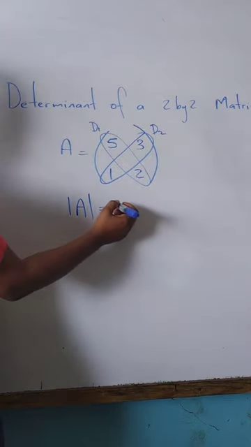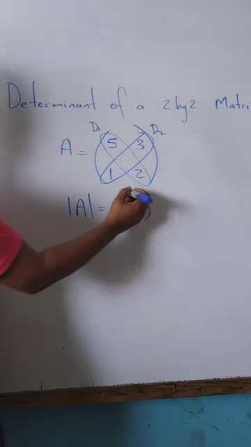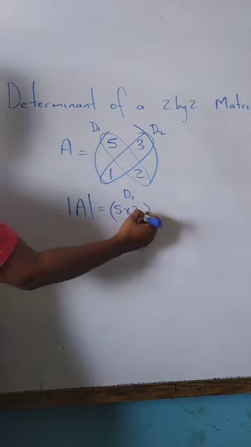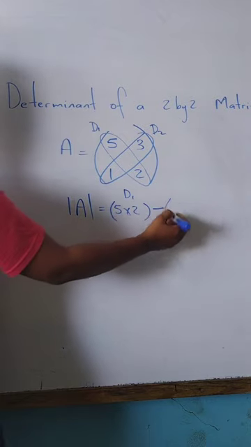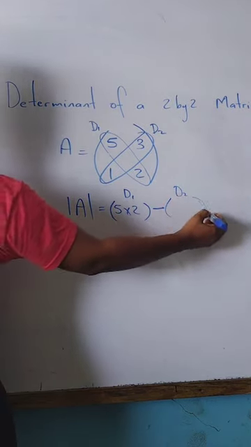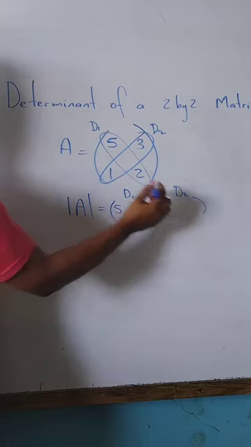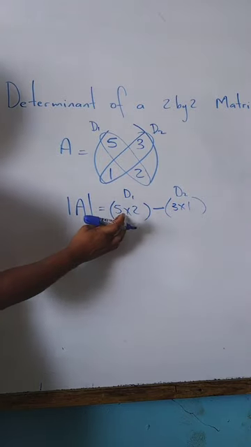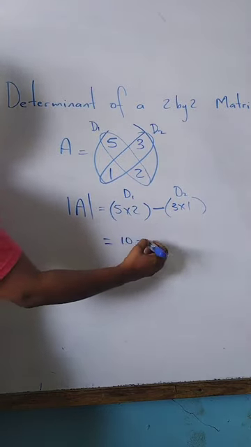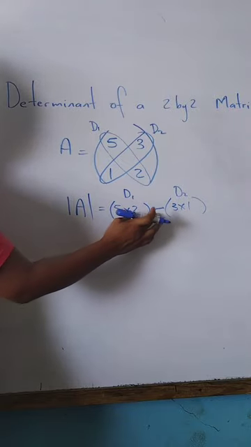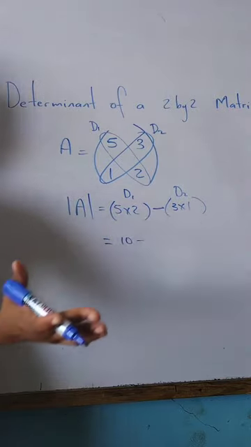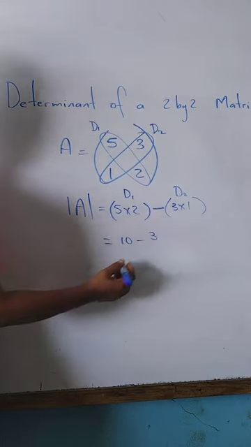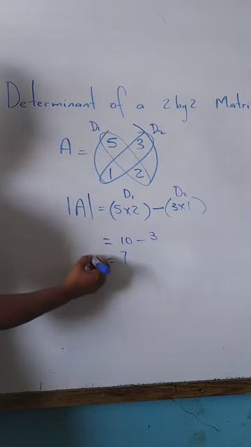Now, to find the determinant of matrix A, I'm going to start off with diagonal 1, and I need the product of these elements. So I'm going to say 5 times 2, product means to multiply, minus. I'm going to end up with diagonal 2, and I also need the product of these elements, so that's 3 times 1. Going ahead now to simplify, 5 times 2 is 10, minus, remember we do our multiplication before we do our subtraction at all times. So 5 times 2 is 10, 3 times 1 is 3. Simplifying this, we will get the number 7.